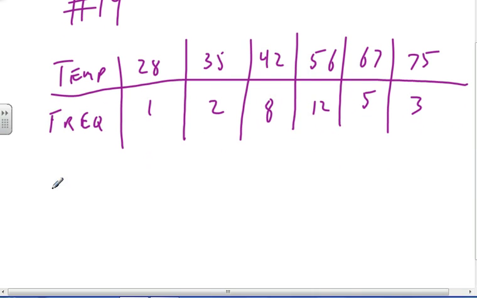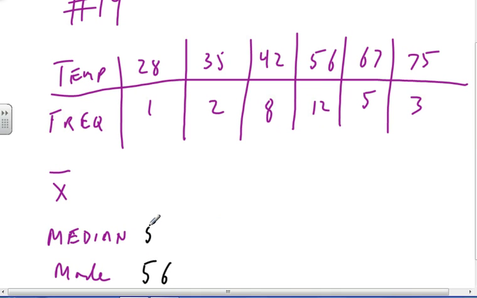And we want the mean, the median, and the mode. 56 for the mode. What do you think? Alright, so now we're going to find the median. I come in 3. I come in 5. 56 is also the median.